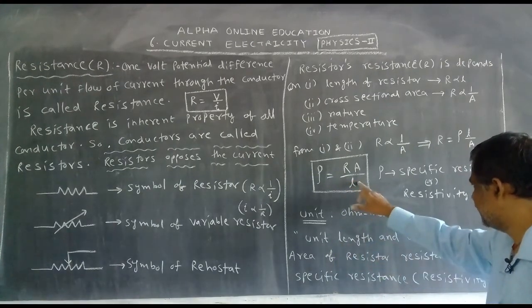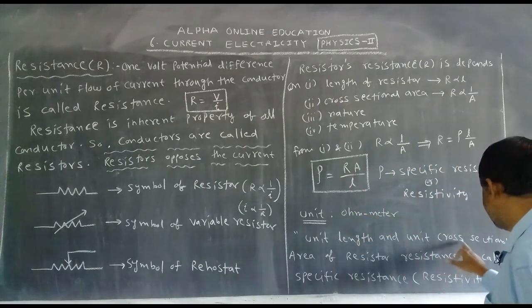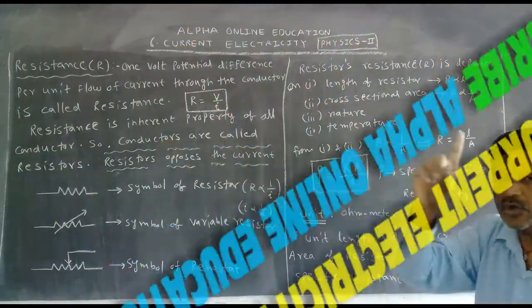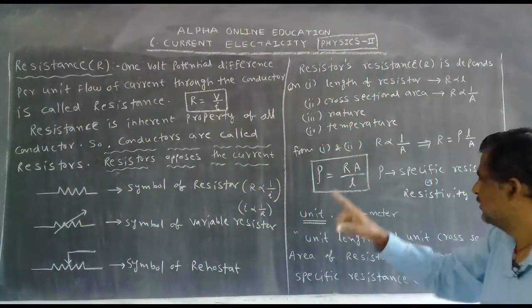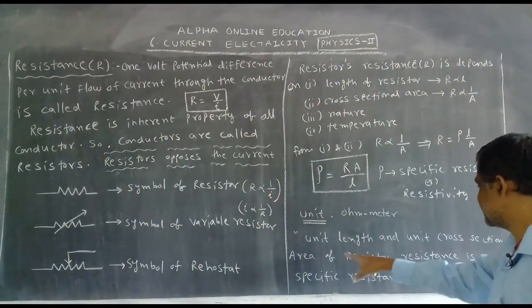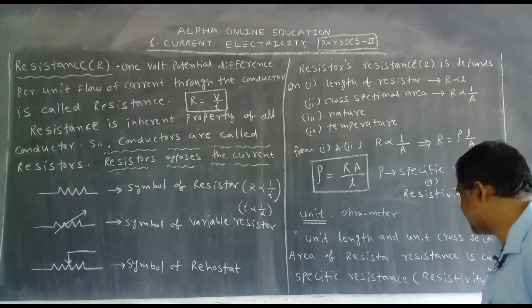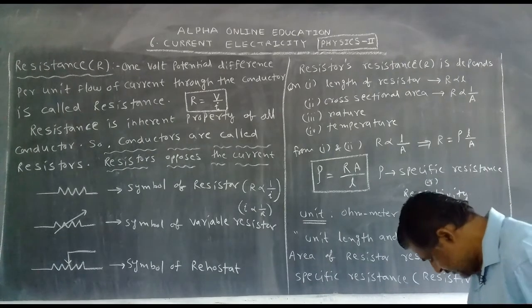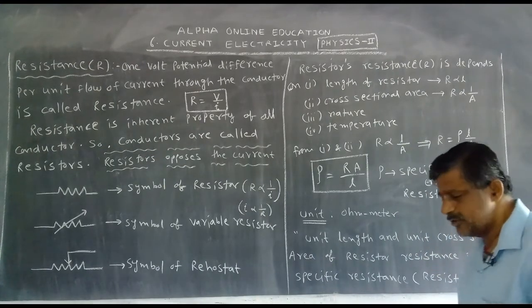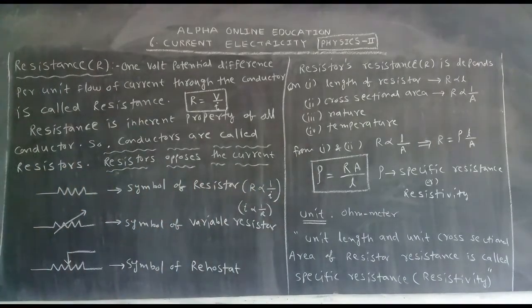Unit length. Length is called how much? 1. Unit length and unit cross sectional area. Area is also how much? 1. Length is 1, area also 1. The resistance of a resistor of unit length and unit cross sectional area is called specific resistance or resistivity. That is the definition of resistivity.